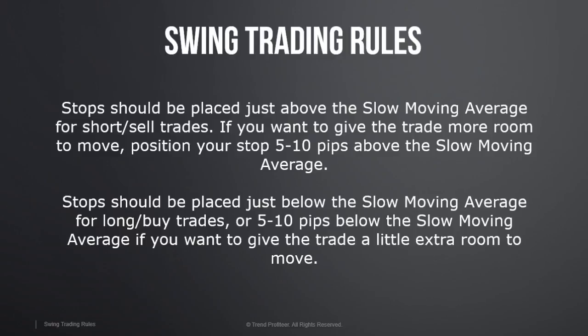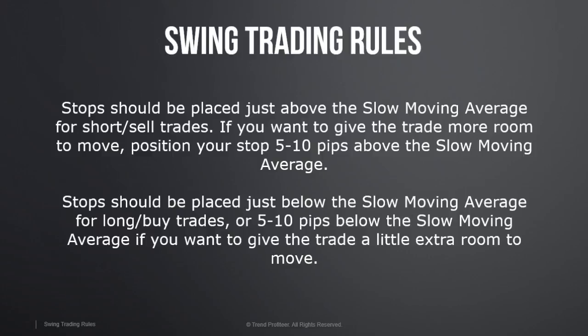If you want to give the trade more room to move, position your stop 5 to 10 pips above the slow moving average. You can even place it more than that just to give it some room to breathe. But the bigger your stop, just be aware, the bigger your risk. Therefore, you may want to reduce the lot size on the trades that you are using if you're increasing the stop loss size.